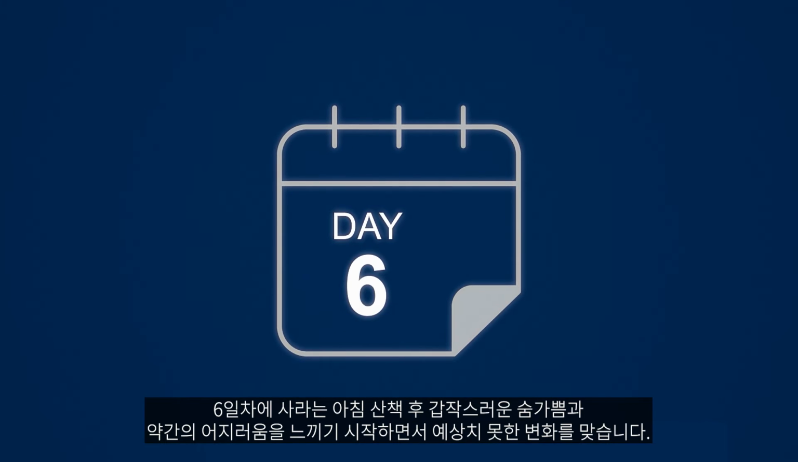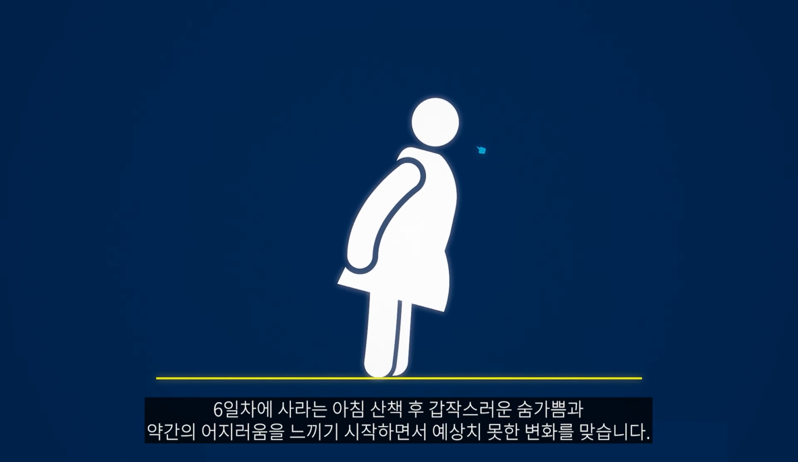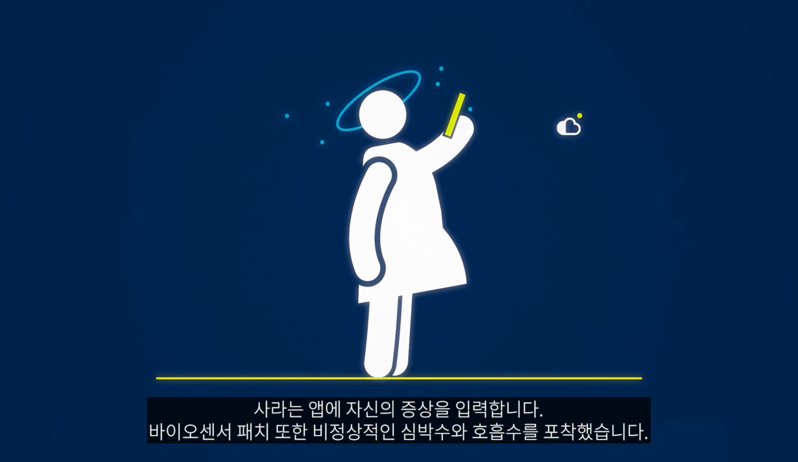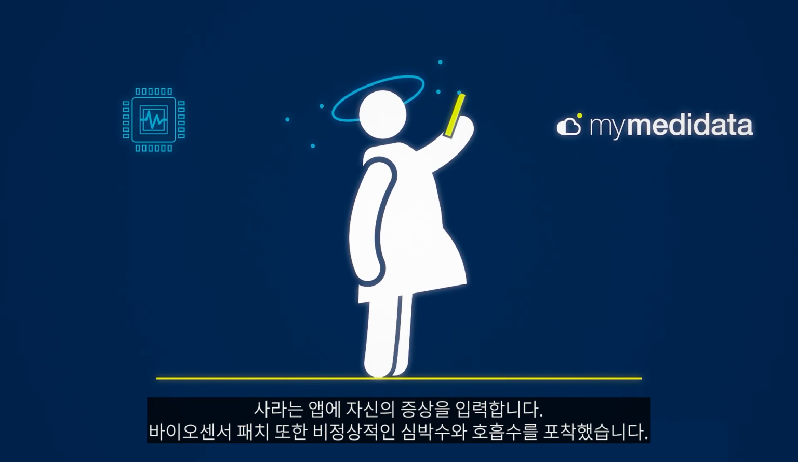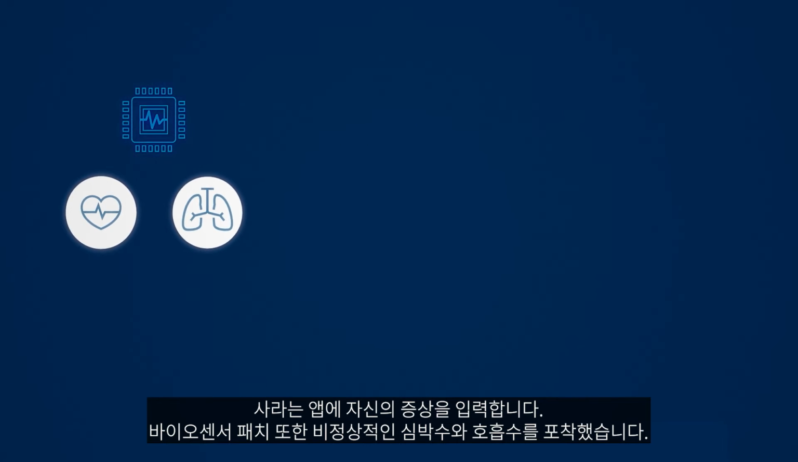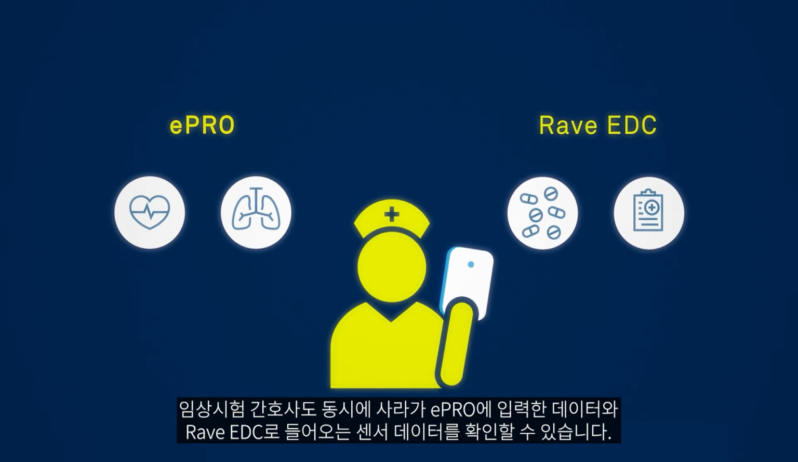Day 6 takes an unexpected turn as Sarah suddenly starts feeling out of breath and slightly dizzy after her morning walk. She enters her symptoms into the app. Her biosensor patch also picked up her abnormal heart and respiratory rate. At the same time, the clinical research nurse is able to see the data Sarah entered through ePro and the sensor data coming through Rave EDC.